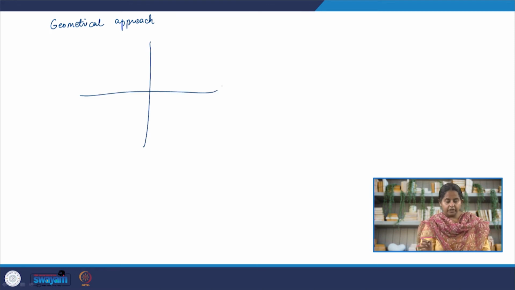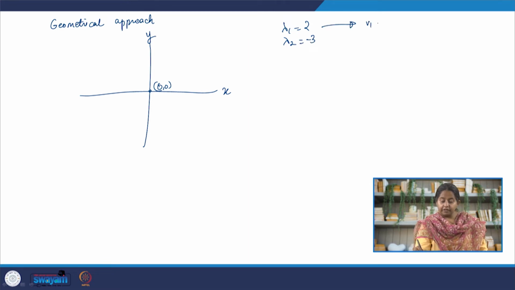So remember, in a 2D phase portrait, the axes will have our variables. So here we have x, here we have y. First, let's find the fixed point. The fixed point we know is 0, 0. Next, let's find the eigenvalues. Corresponding to eigenvalues, we need our eigenvectors.